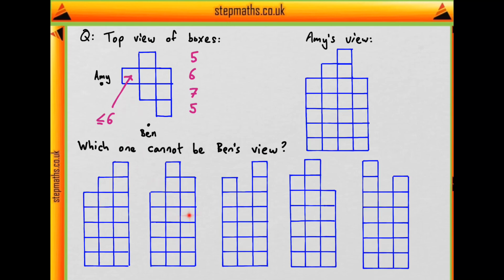So do all of these options follow this rule? Well, we have 5 here, so that's possible, 5, 6, 6, but in this last one we have 7 boxes. And so we know that if this pile consisted of 7 boxes, then Amy's view would be slightly different. So we know this last option must be wrong. And this corresponds to E on the question paper.